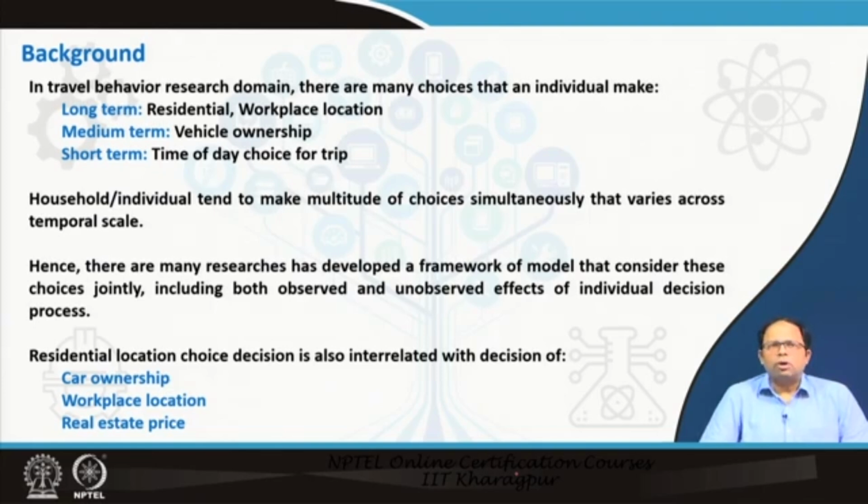We have looked into joint models. For example, the residential location choice model was jointly decided along with intention to move. Location choice as well as intent to move was jointly thought of. Similarly, residential location choice could also be jointly thought of with car ownership, or with workplace location, or with real estate prices as well. So, these are the different things that could be jointly modeled.